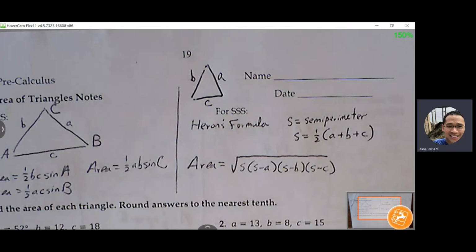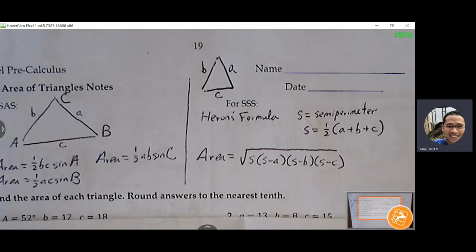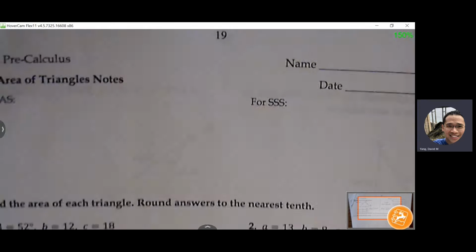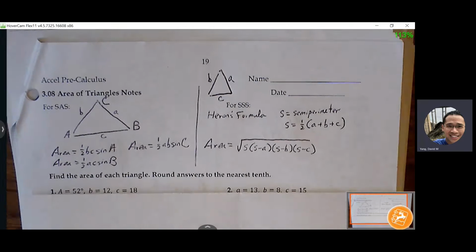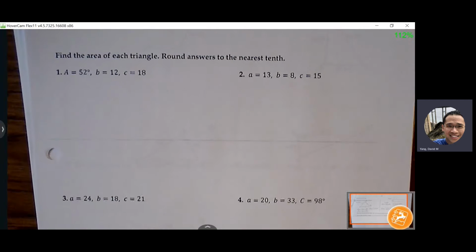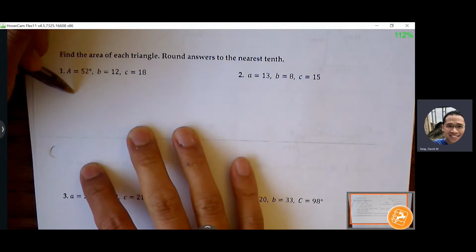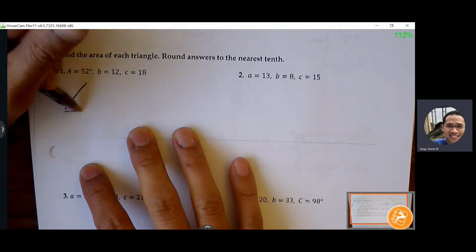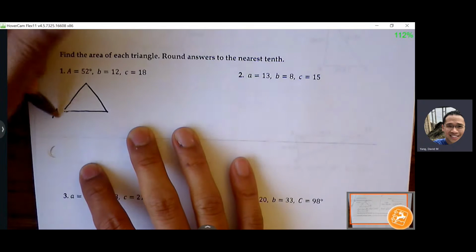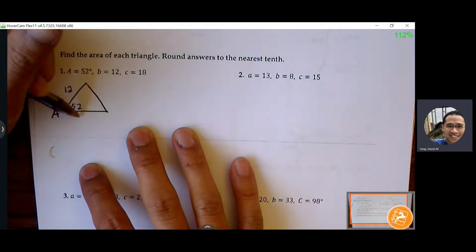All right, let's look at number 1. Are we good? Okay, here's number 1. Number 1 says, find the area of each triangle, round answers to the nearest tenth. Let's go ahead and draw the triangle just so that we have something to base our decision on. So I have angle A, side B, and side C.